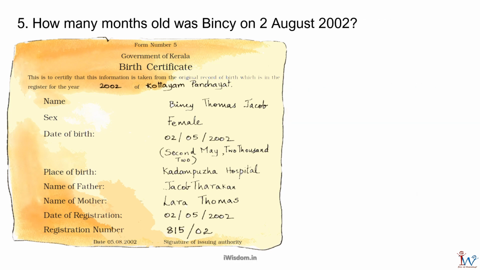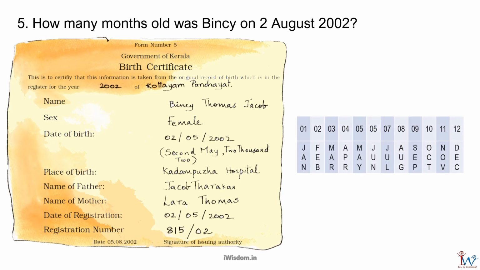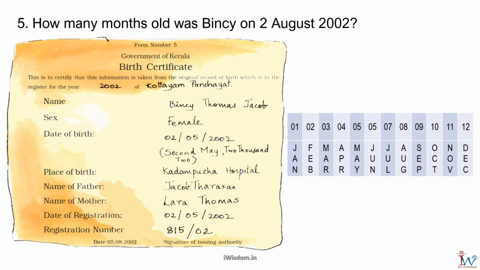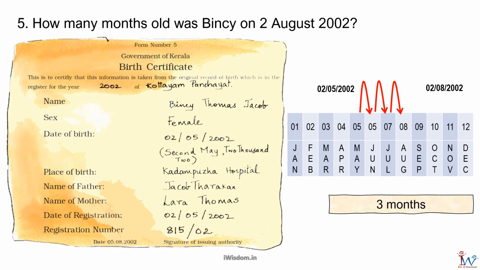How many months old was Binky on the 2nd of August 2002? Since the 2nd is the birth date of Binky, we are looking at a complete month. Let's expand 2002 to see all the months in the year. Counting from May, we have to jump 3 times to get to August. So Binky will be 3 months old on the 2nd of August 2002.